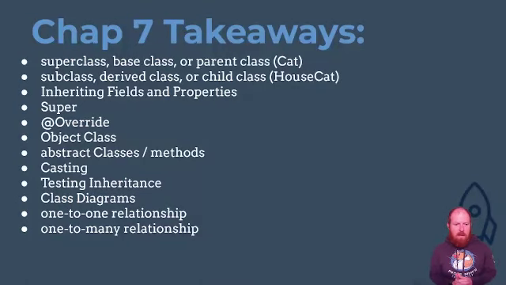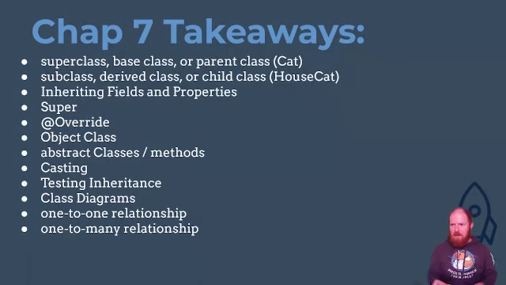Whenever you have a method in your child class that also has that same method in your parent class, you do this @Override, and that tells Java to override the parent class, ignore it. I want to use this child method instead.